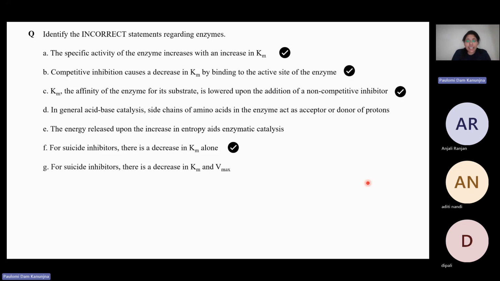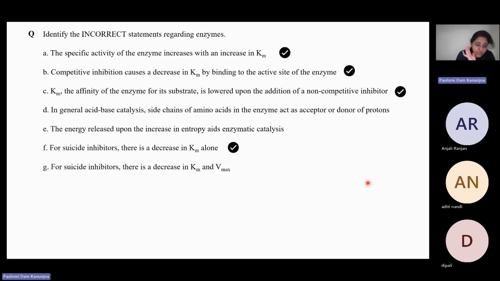Next, for suicide inhibitors, there's a decrease in Km alone, and the last one says for suicide inhibitors, there's a decrease in Km and Vmax. So F is incorrect. That means G is correct. G is Km and Vmax both getting decreased.